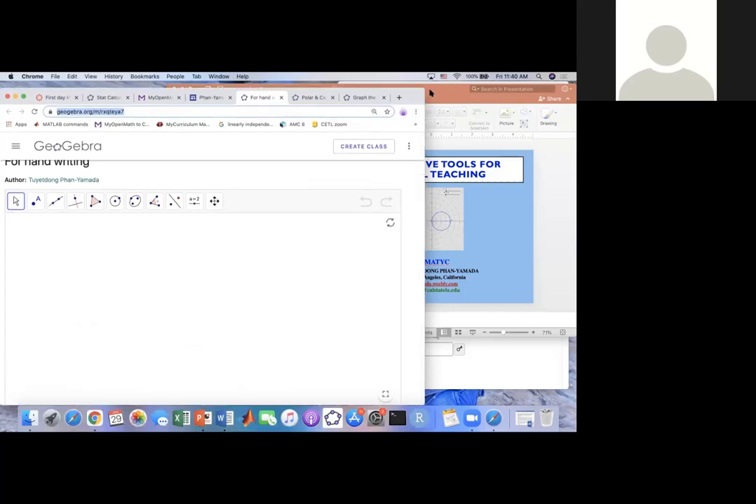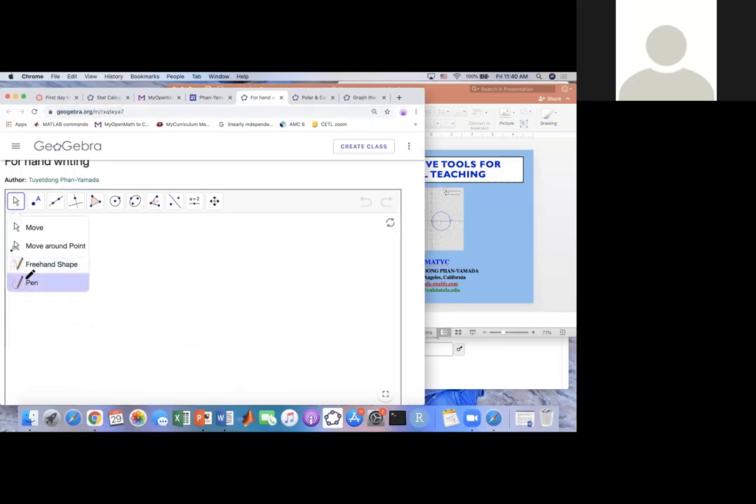I don't have my touch screen, so I have to use this one with the mouse. You can click on this one here, pen, and then you can write. You can write like integral, let's say, 2x, okay, and then over square root x squared plus one, for example, like this.